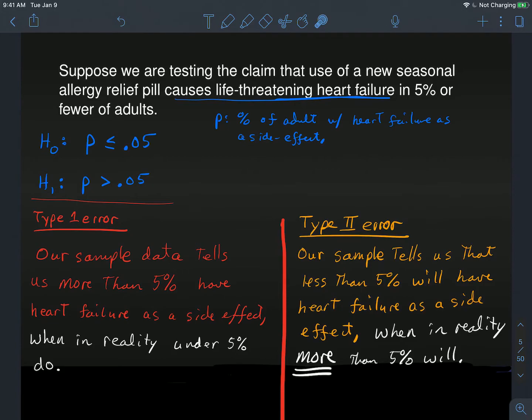And here's why it's important to know what these errors are. Clearly, the type 2 error is way more dangerous. If you're testing this new allergy relief pill and you make a type 2 error mistake, you're assuming that your pill is safe, when in reality, more than 5% of adults are going to have serious heart complications when trying to use this drug. That's not a mistake that you want to make.